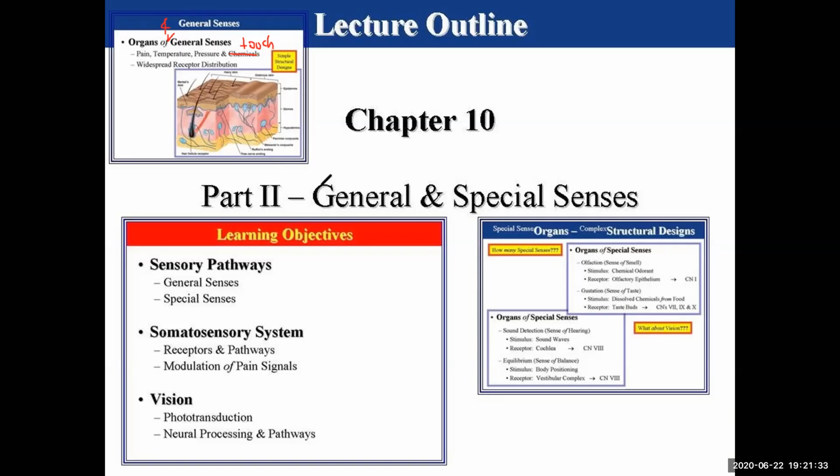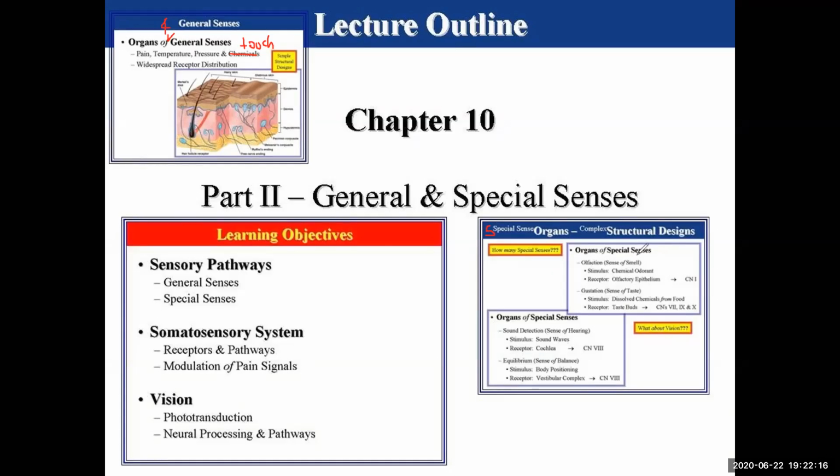We have 4 general sense, and we have 5 special sense. These special sense, their structure is really complex, and they have a restricted distribution. You don't have 1,000 eyes, right? You have only 2. And the eyeball is a very complicated organ compared to the Pacinian corpuscle, right? So we're going to go over the special senses.